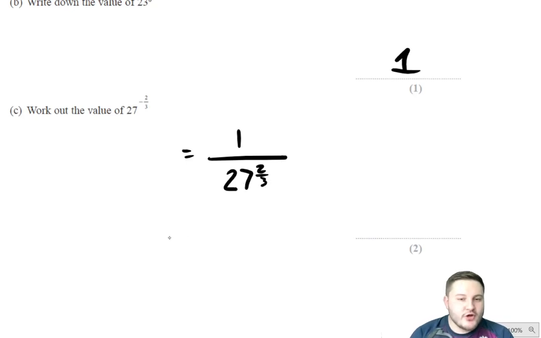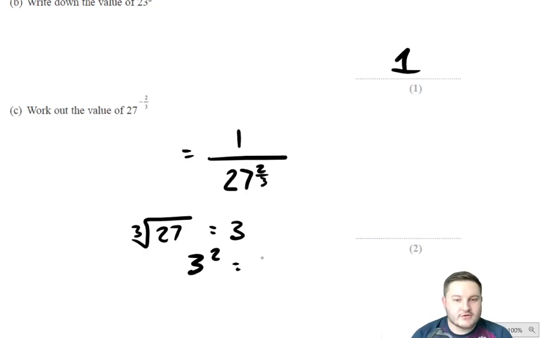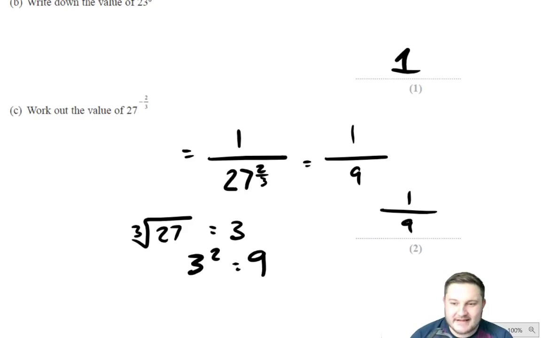And to the power of 2/3 means I'm going to take the cube root of 27, which is 3, because 3 times 3 times 3 is 27. And then I'm going to raise it to the power of 2, because it's 2/3. So I get 9. So 27 to the power of 2/3 is 9. So the answer is 1 over 9. Nice little answer.